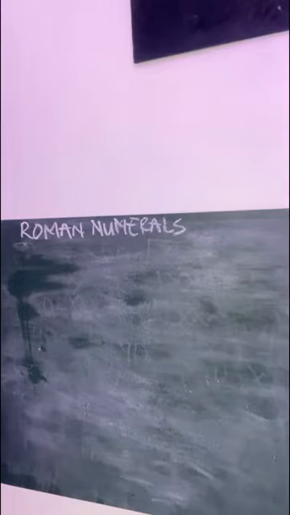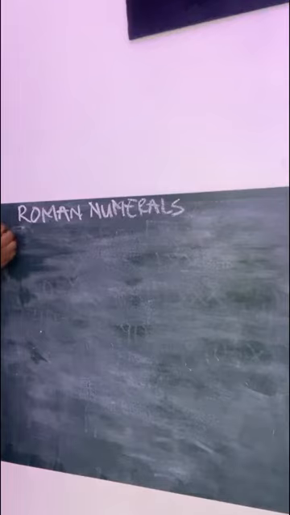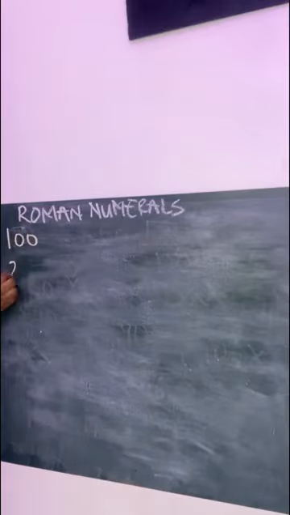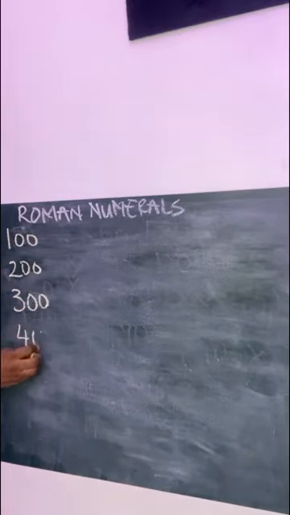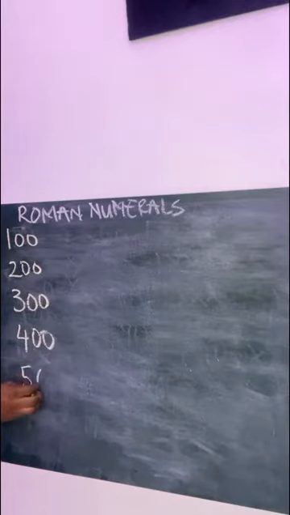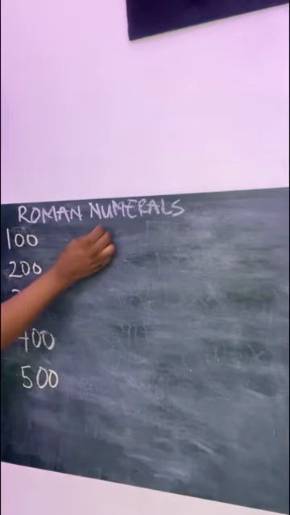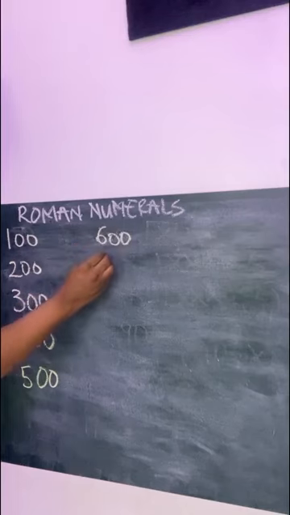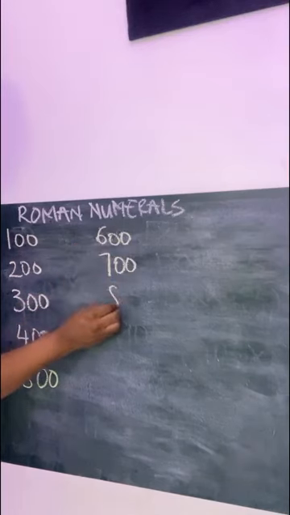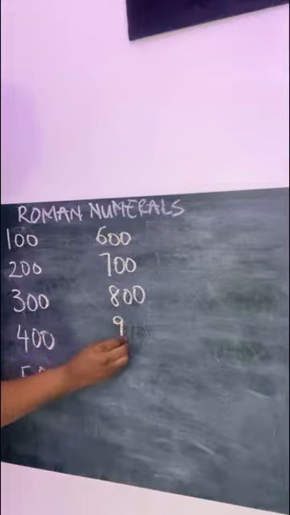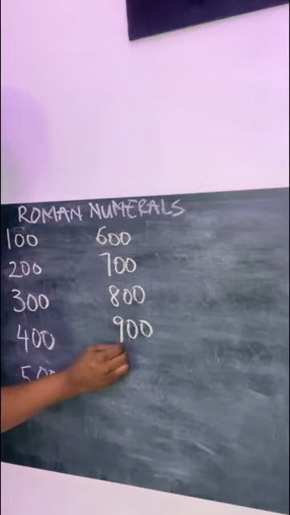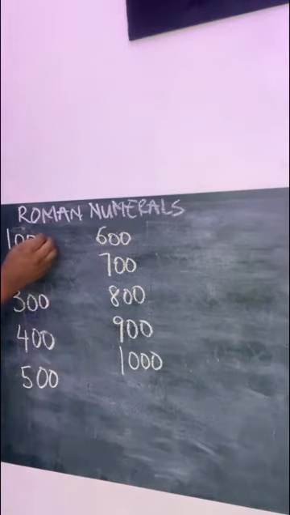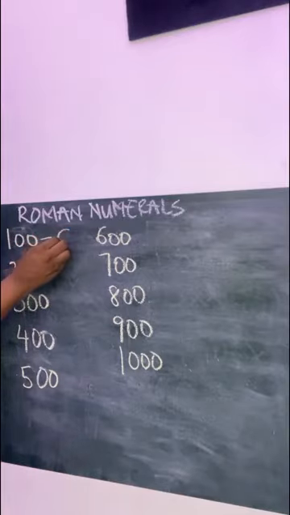So let's write our 100 to 1000 in Roman numerals. 100, 200, 300, 400, 500, 600, 700, 800, 900, 1000. Remember I said earlier that 100 is C.